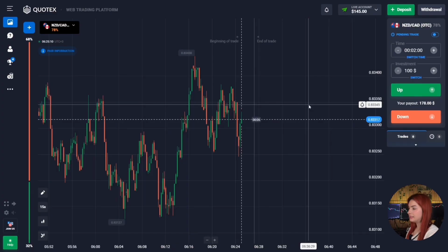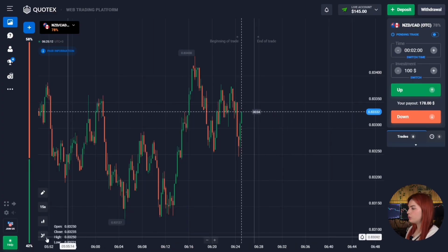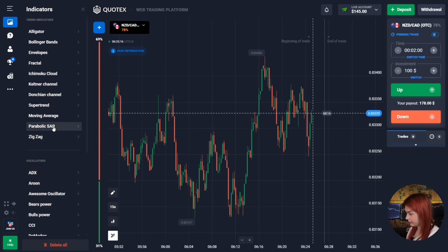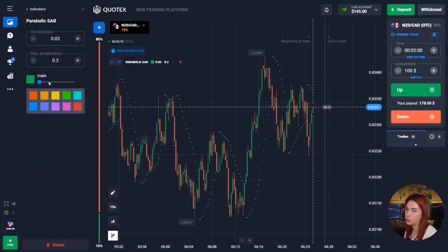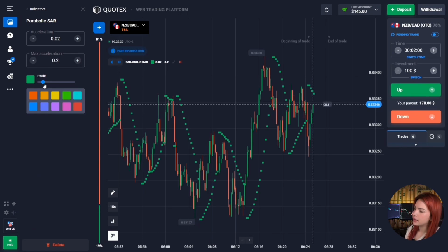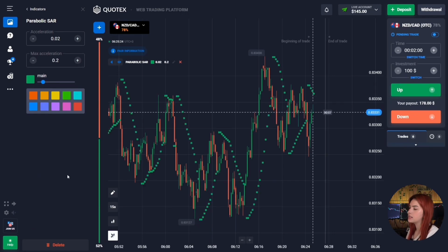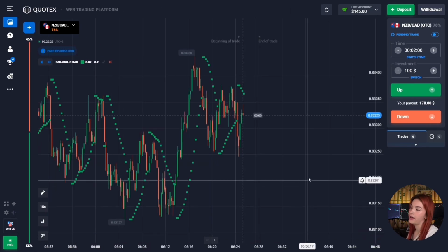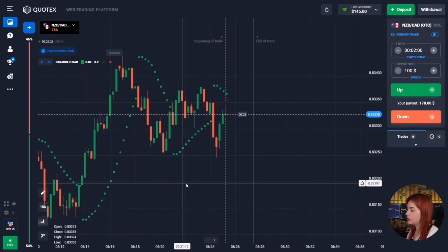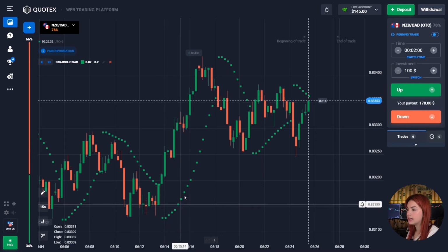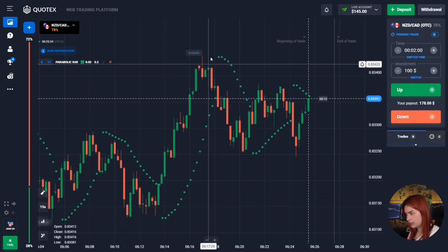So guys, now let's connect the indicator we need. To do this, I click on the Tools tab at the bottom of the screen on the left and select the Parabolic SAR Indicator we need. I make the points of the parabolic a little bigger for a better display, and as you can see, the indicator appeared on our screen. It is represented by green dots that are located below or above the chart.